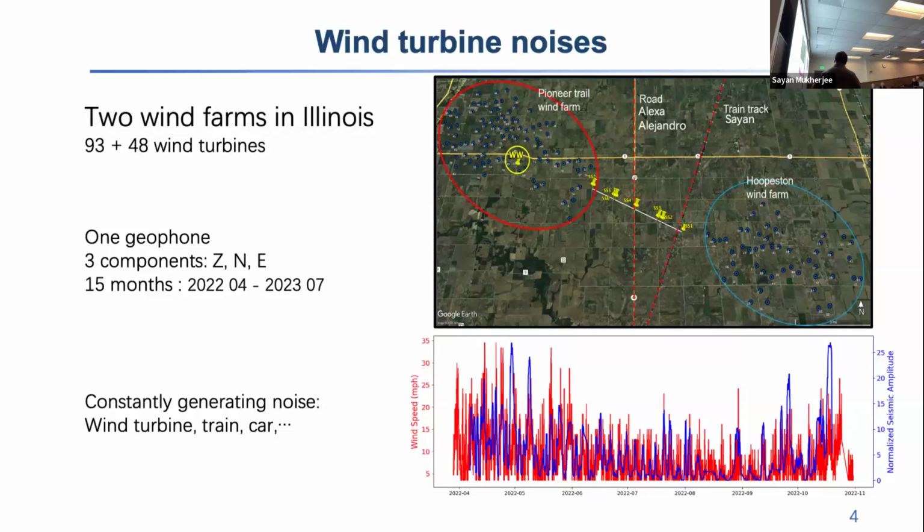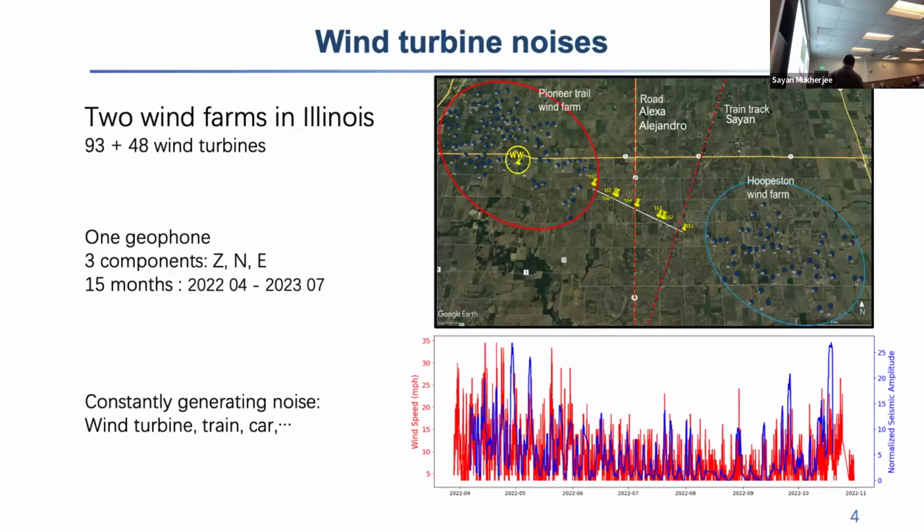Cyan, Alexa, and Alejandro have talked a lot about this figure, and they used traffic noise. For me, I focus on the wind turbine noise here. You can see the geophone is located at the center of this wind turbine, and it's a three-component geophone. So we have the Z, N, and E components. The recording time is 15 months.